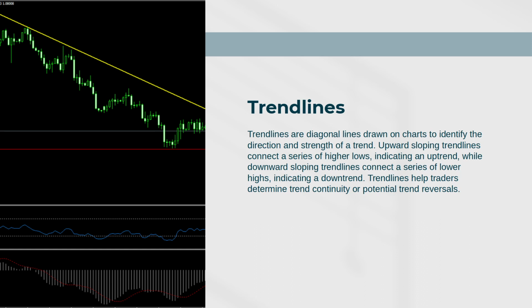Trendlines. Trendlines are diagonal lines drawn on charts to identify the direction and strength of a trend. Upward sloping trend lines connect a series of higher lows, indicating an uptrend, while downward sloping trend lines connect a series of lower highs, indicating a downtrend. Trend lines help traders determine trend continuity or potential trend reversals.